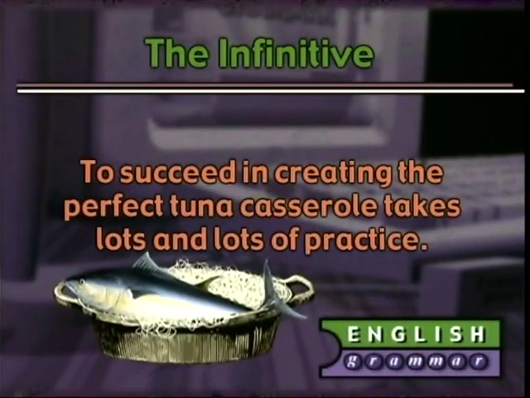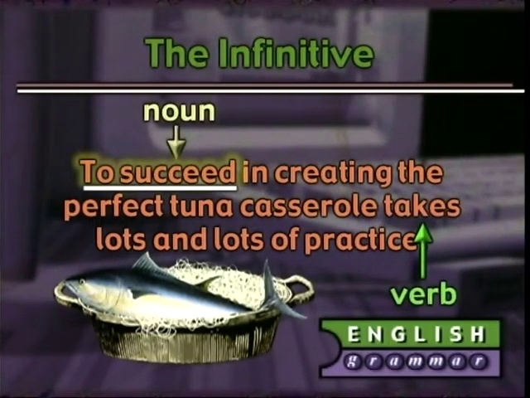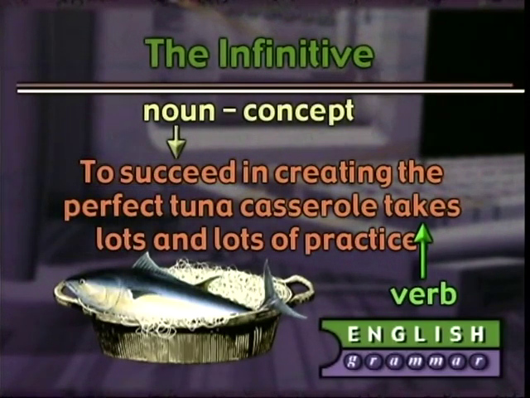Infinitives one and all. Suppose we were to write, to succeed in creating the perfect tuna casserole takes lots and lots of practice. Our verb in this case is takes. To succeed is actually a noun in this sentence because we're talking about the concept of succeeding.